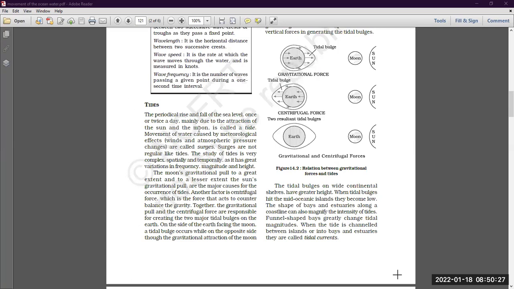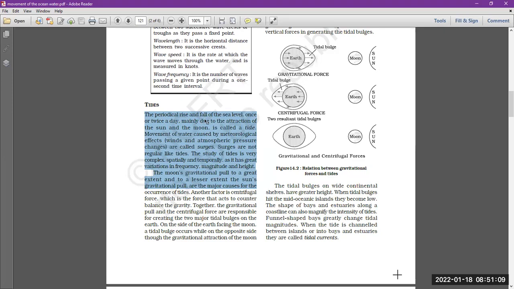So today we are going to start our next topic, that is tides. The introductory part of tides was already done in our last class, but no problem, we will start it once again. Now look at this one. Tides are the periodical rise and fall of the sea level. As we already discussed, the tide is the vertical motion of the oceanic water. Here you can see the periodic rise and fall of the sea level.